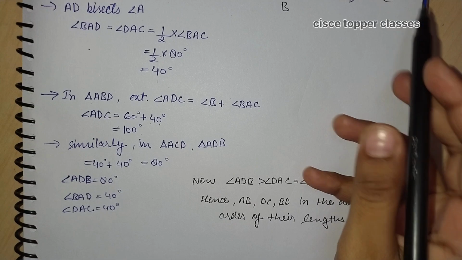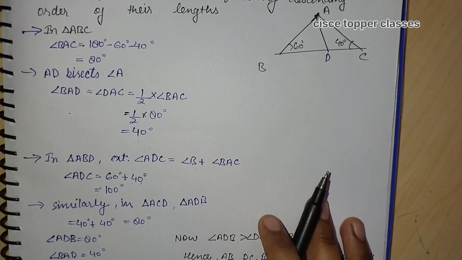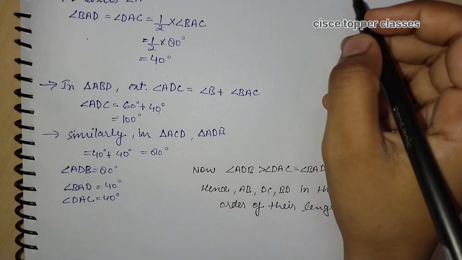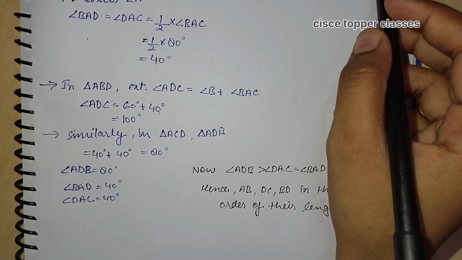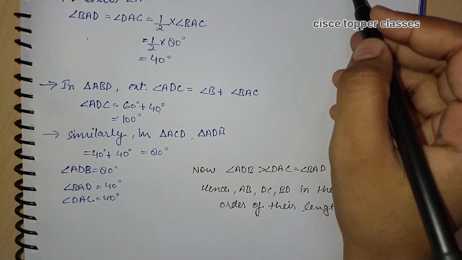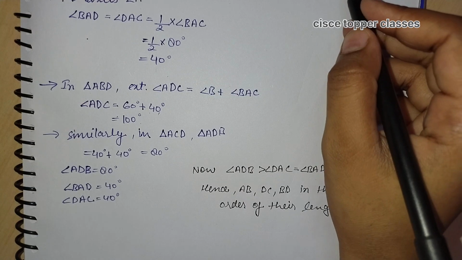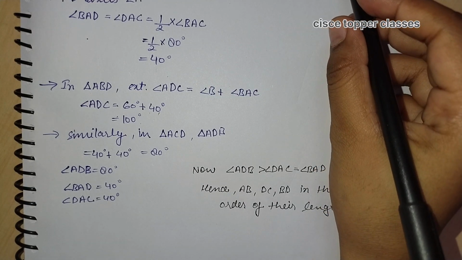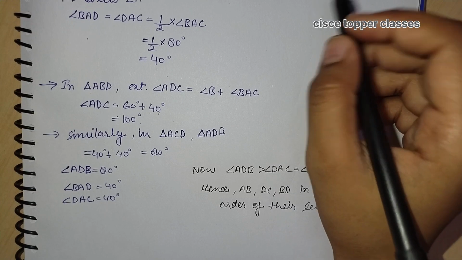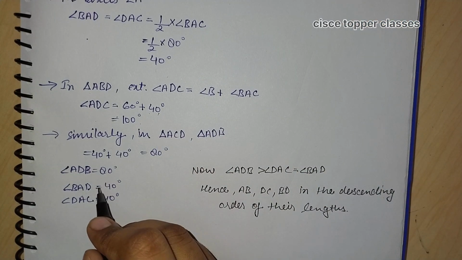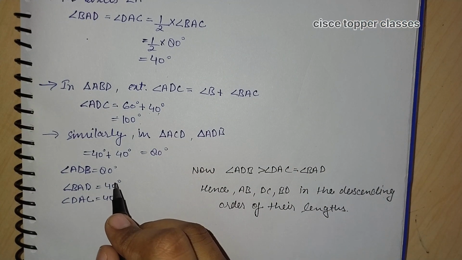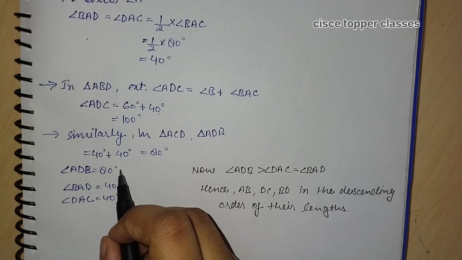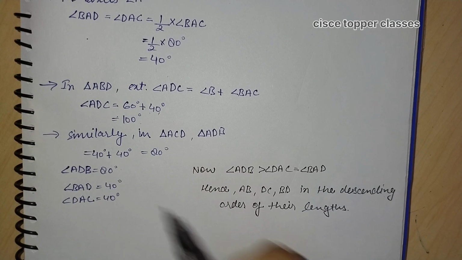Similarly, in triangle ACD, we can write the angle sum. ADB here is 80 degree, because this is 40 degree and this is also 40 degree, as we have found, meaning the exterior angle here is 80 degree, BAD plus DAC. So we can simply write that ADB from here is 80 degree.